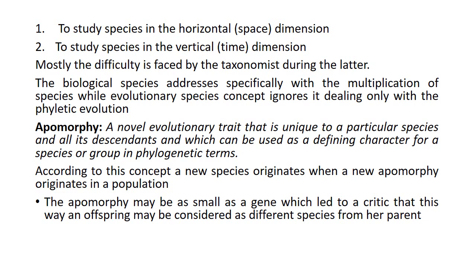Apomorphy, a novel evolutionary trait that is unique to a particular species and all its descendants, and which can be used as a defining character for a species or group in phylogenetic terms. According to this concept, a new species originates when a new apomorphy originates in a population. The apomorphy may be as small as a gene, which led to a critic that this way an offspring may be considered as different species from her parent. So, these are the different weaknesses of evolutionary species concept, because if we consider apomorphy which may be as small as a gene, definitely it would lead to a conclusion that an offspring may be considered as different species from her parent.